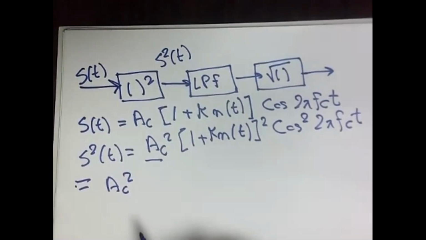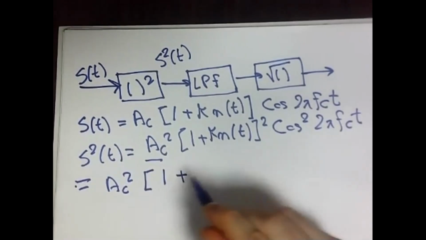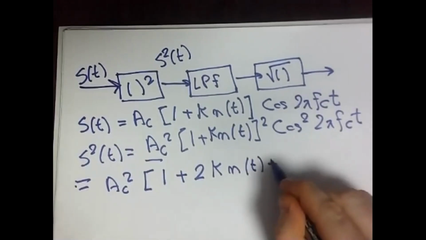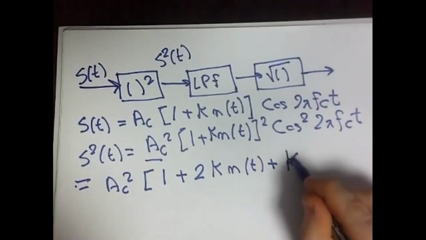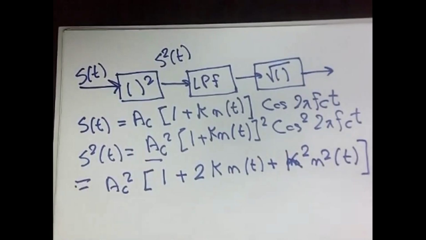And now what about this? Here you have three terms actually. You have 1 plus 2 k m of t plus k square m square of t. And finally, you have a cosine square. So you have to return to your mathematics classes to remember how you can deal with this cosine square function.